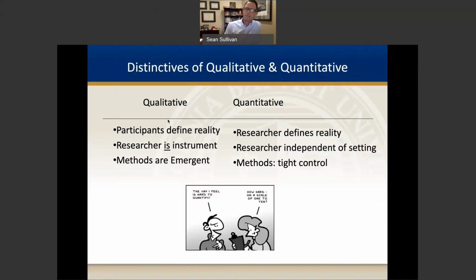On the qualitative side, the subjects themselves and the participants define reality. And often the researcher does not impose specific controls. That doesn't mean they don't standardize processes and that they don't seek to control data collection through interviews or observations that we'll talk about in a few slides. But you allow the participants to define reality for you.